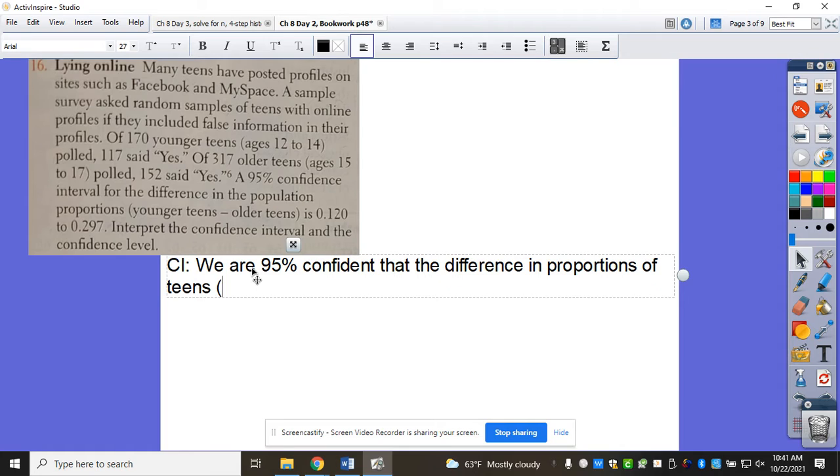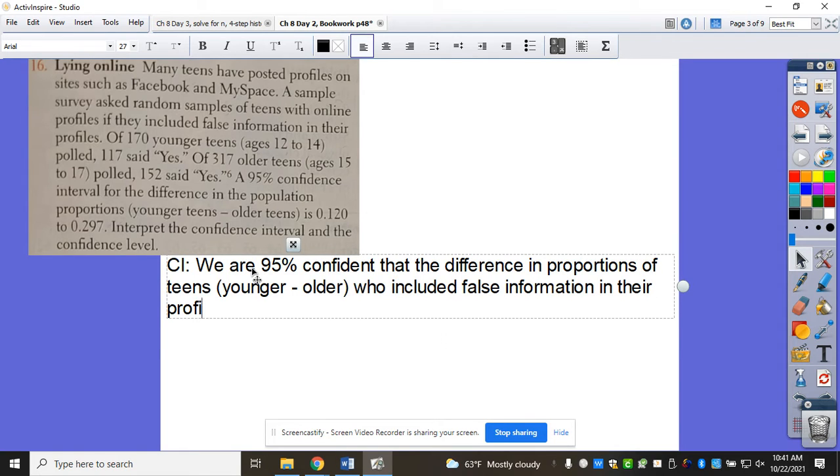You will have to specify, and this part I don't care if you do right now or not, because this is specific to the chapter, the direction of your difference. So we're 95% confident that the difference in proportions of teens, younger minus older, who included false information in their profiles, then what? How do I finish that sentence?